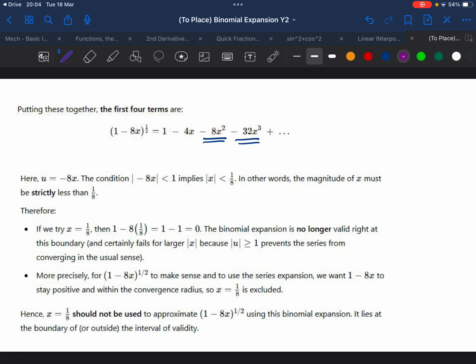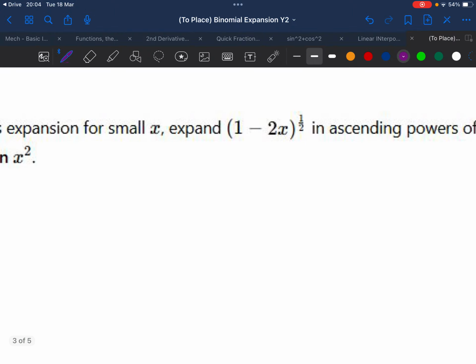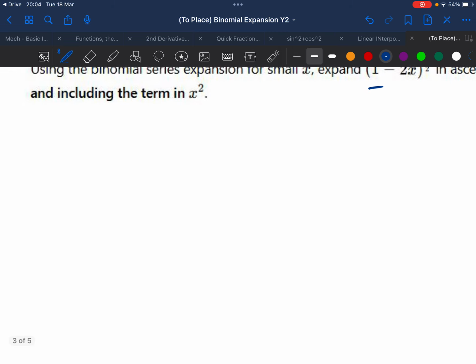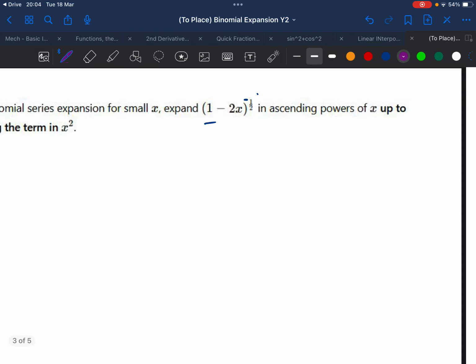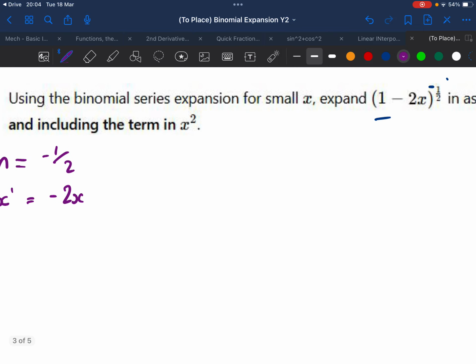Okay, so we're now going to practice this one more time, and I'm going to change the question slightly to make it a bit harder. So instead, let's use the power of minus a half. How do we do it? Well, we check that we have a 1, we check the power, then we start listing our terms. n is minus a half. What's taking the position of x in the formula is now minus 2x. How many terms? Up to and including x squared, so this will be 3 terms.